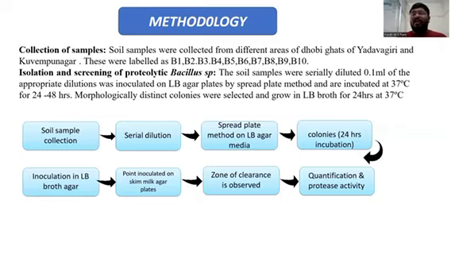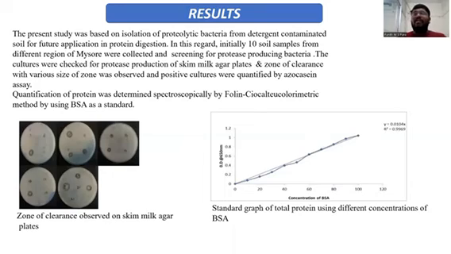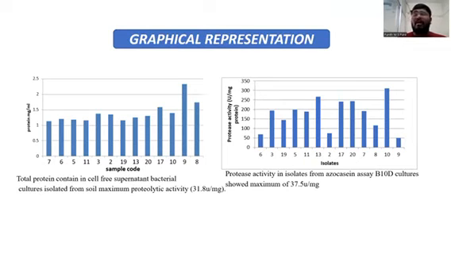Quantification and protease activity assays are done after the isolation of Bacillus species. The present study is based on the isolation of proteolytic bacteria from detergent contaminated soil for future application in protein digestion. As a zone of clearance is seen on the skim milk agar media plates, a standard graph is made using various different concentrations of BCA. Graphical representations of protein content and proteinase activities are presented to you.